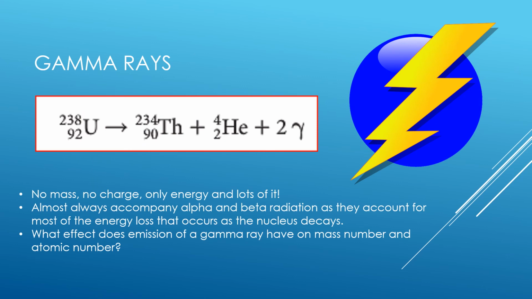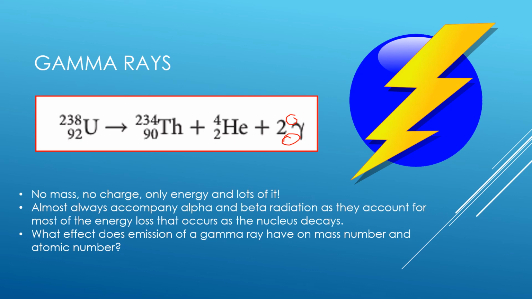Gamma rays. Gamma rays have no mass, no charge, they're only energy and lots of it. And that's what I want you to write down for gamma rays. No mass, no charge, only energy and lots of it. So on this gamma symbol, I'm going to put a 0 on the top for mass, and a 0 on the bottom for charge.